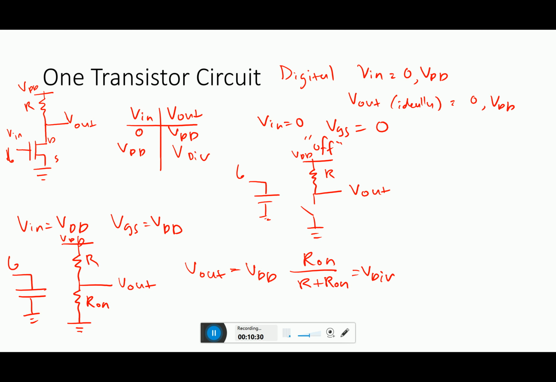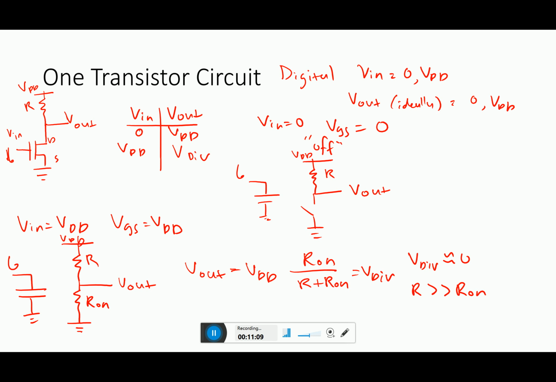So it works as an inverter, right? As long as we choose VDiv to be some value that's very, very small, so we want VDiv to be approximately equal to 0. And for that to happen, we want R to be much greater than R on, or R on to be very small. So this is one way of designing an inverter, and this has a few problems.